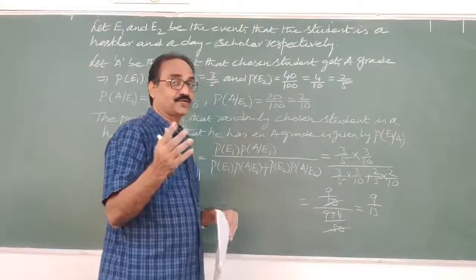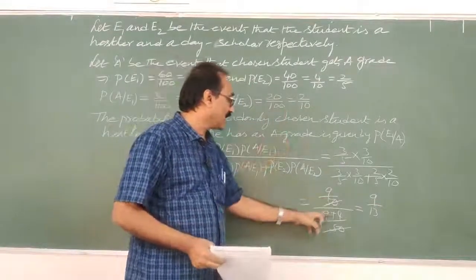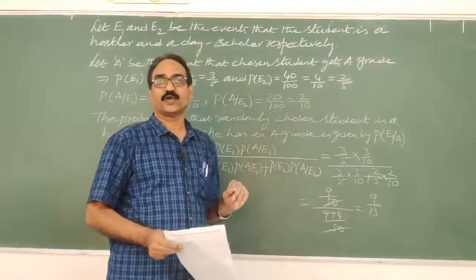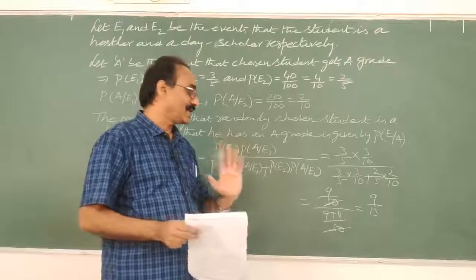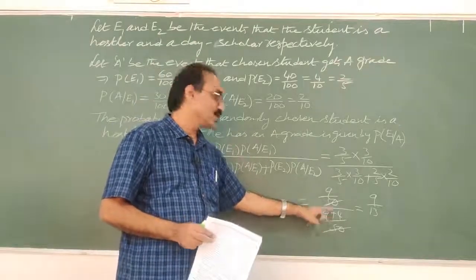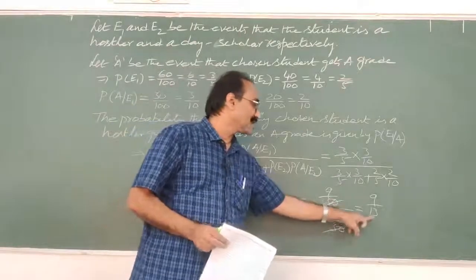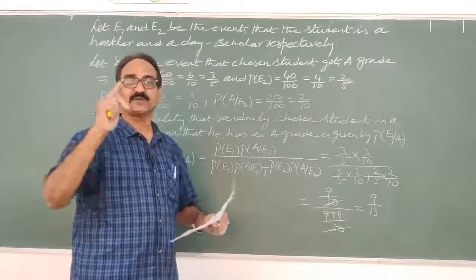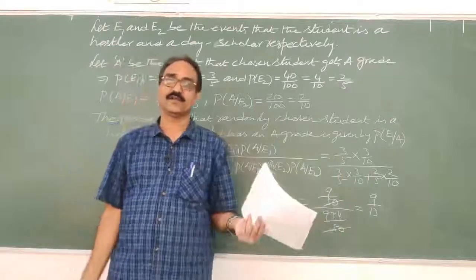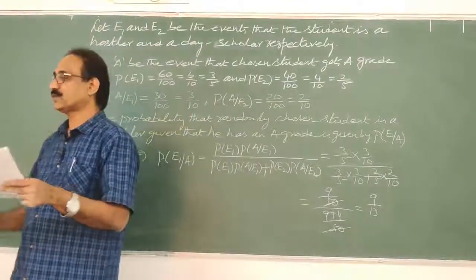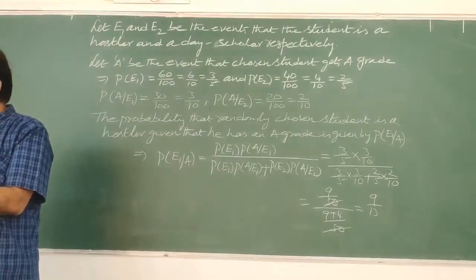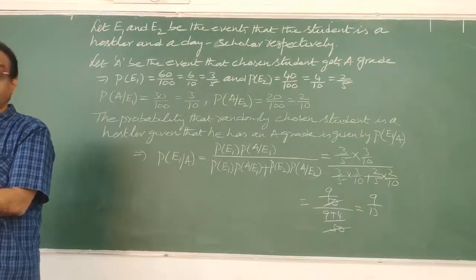So my dear students, after doing all the things, if we cancel the 9 and put 1 by 4, that fellow will die. Please look, this is not into, this is plus, so that 9 won't go. So 9 by 13 will come. That is the probability of choosing an A grade student who is a hostler. You have to remember how I am writing and how I am assuming, that is important. So according to us, it is 9 by 13.